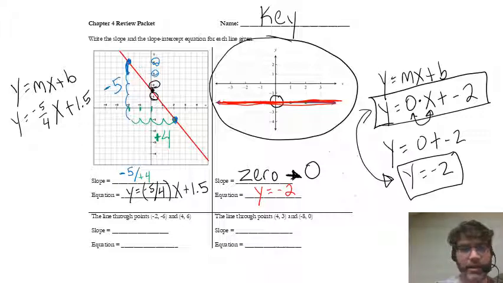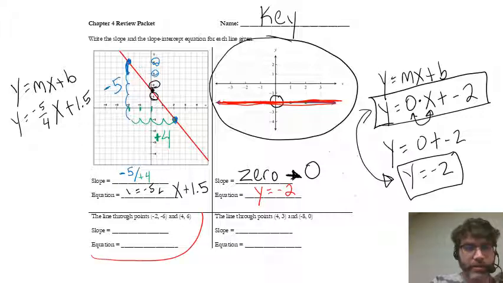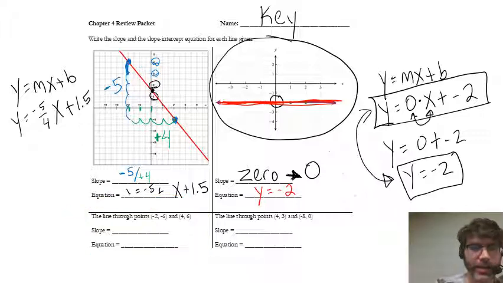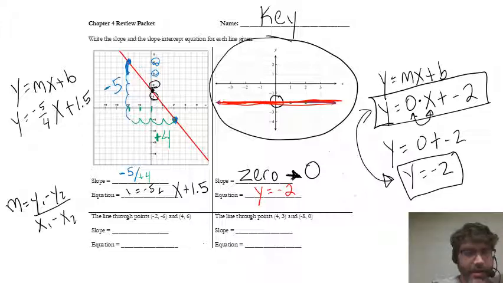And let's move to this section right here. The line through points negative 2, negative 6, and 4, 6. So we want to come up with a slope between those two points. Okay, so the way that we come up with slope is on the test, you should write down the slope equation. So we'll do m equals y1 minus y2 over x1 minus x2. Okay, and then you pick out which point you want to be point 1.